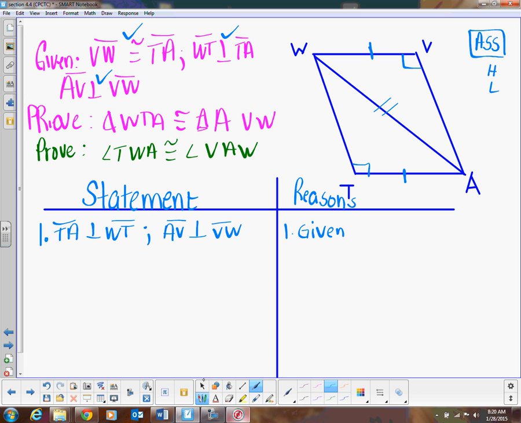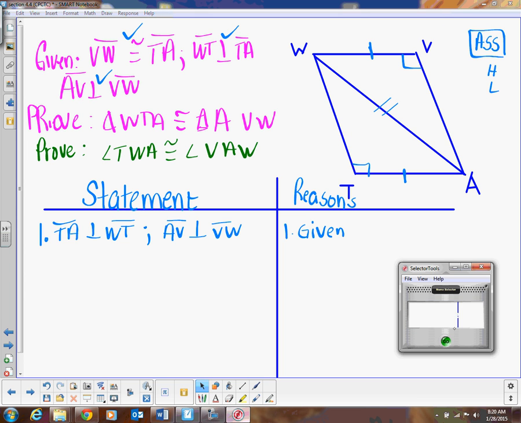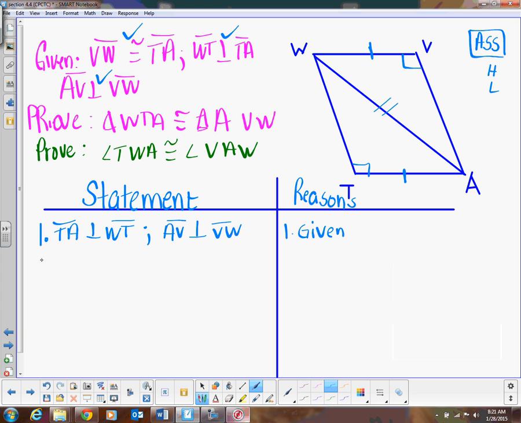All right, so what do we know? Lizzie, what do we know? Before we can go to HL, what do we know? What does this tell you? Right, so what do we pull from that? Well, we can't jump that far. What kind of angles are they? Angle T and angle V are right angles. Now, what told us that? Definition of right angles. Okay, were we given right angles? Definition of perpendicular. There you go.